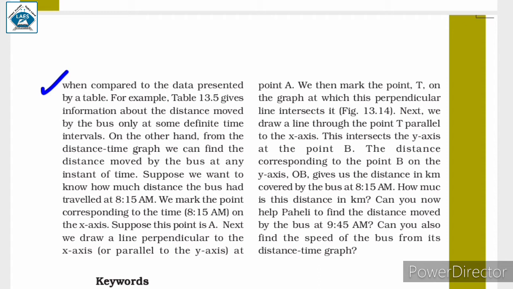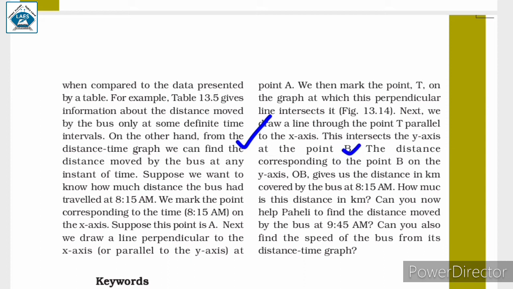We mark the point corresponding to the time 8:15 am on the x-axis. Suppose this point is A. Next, we draw the line perpendicular to the x-axis or parallel to the y-axis at point A. We then mark the point T on the graph at which this perpendicular line intersects it. Next, we draw a line through the point T parallel to the x-axis. This intersects the y-axis at the point B.